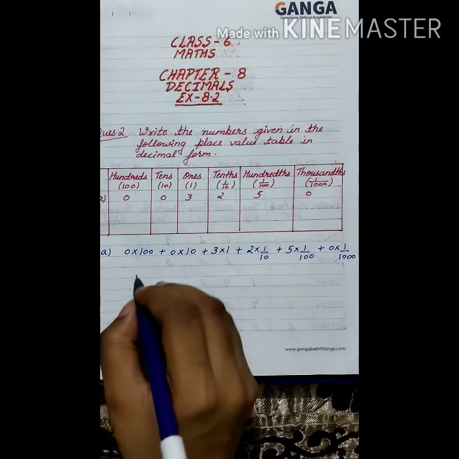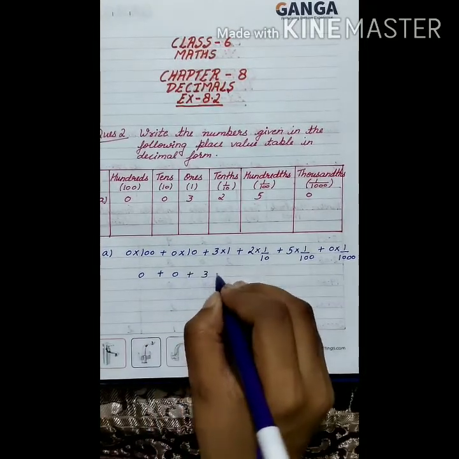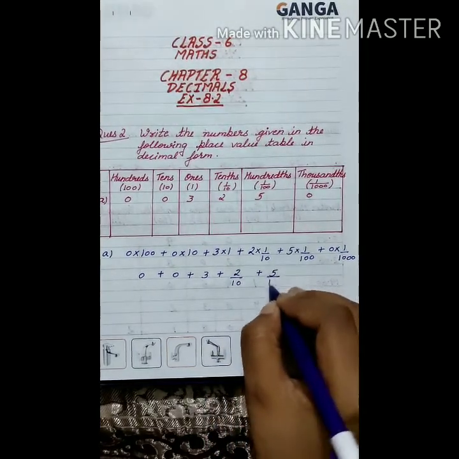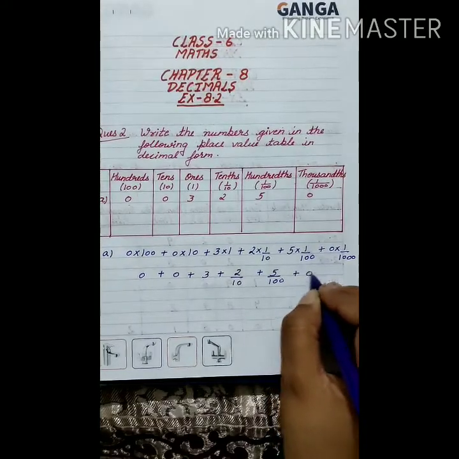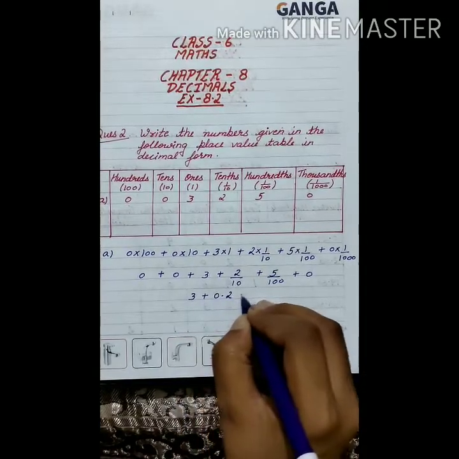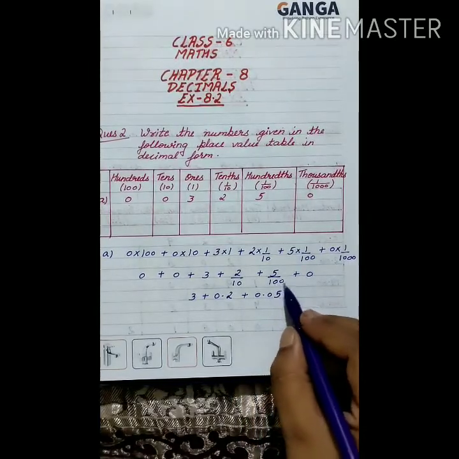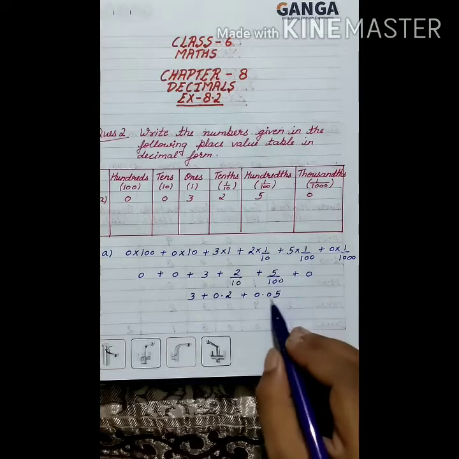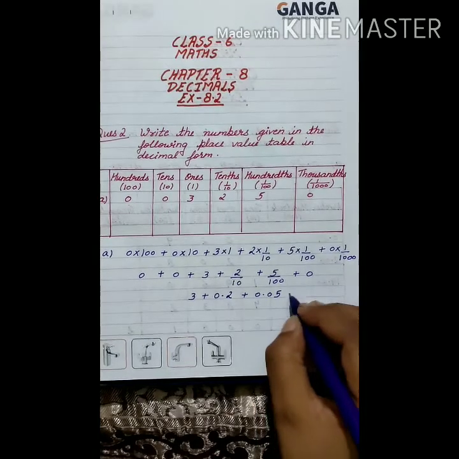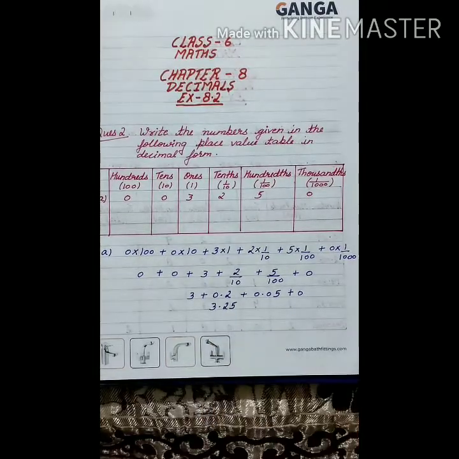0 multiply 100 is equal to 0, plus 0 multiply 10 is equal to 0, plus 3 multiply 1 is equal to 3, plus 2 multiply 1 upon 10 is 2 upon 10, plus 5 multiply 1 upon 100 is 5 upon 100, plus 0 multiply 1 upon 1000 is equal to 0. Now 3 plus 2 upon 10 is 0.2, plus 5 upon 100 is 0.05, because in the denominator we have 100 and in the numerator we have only one digit. So firstly we will form two digits after the decimal after adding 0 plus 0. Now it will become 3.25 and it is our answer.